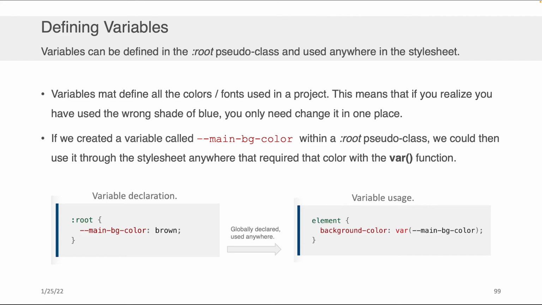If you create a variable called, for example, main-bg-color with a :root pseudo-class, you could use it throughout the style sheet anywhere that required that color using the var function, as you see here on the right-hand side. So this is again how you declare a variable in CSS, what I'm showing on the left. And this is an example of where somewhere in your style sheet downstream, you would apply that variable by calling it using var.